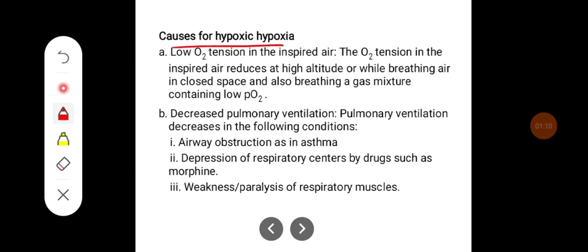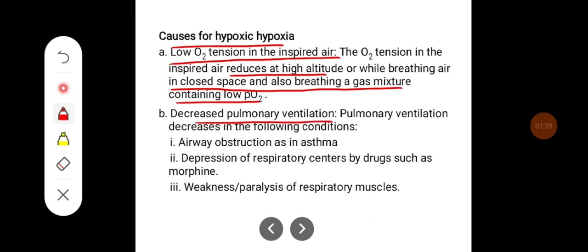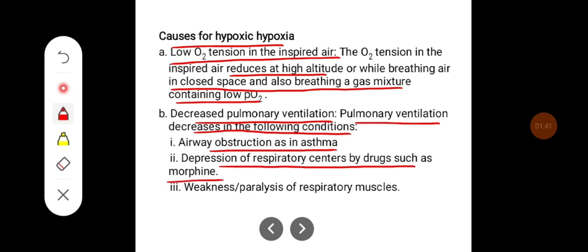Some of the causes for hypoxic hypoxia: low oxygen tension in the inspired air. The oxygen tension in the inspired air reduces at high altitude or while breathing air in a closed space, and also while breathing a gas mixture containing low PO2. It can also occur because of decreased pulmonary ventilation. Pulmonary ventilation decreases in conditions such as airway obstruction as in asthma, depression of respiratory centers by drugs such as morphine, and weakness and paralysis of respiratory muscles.